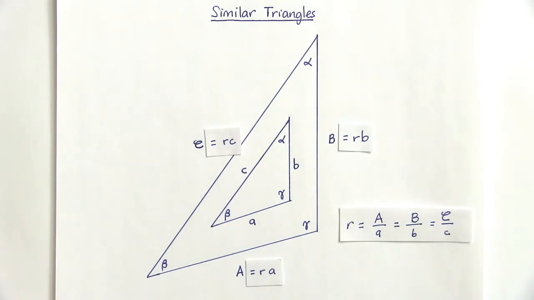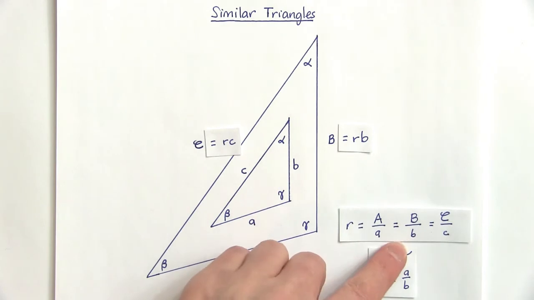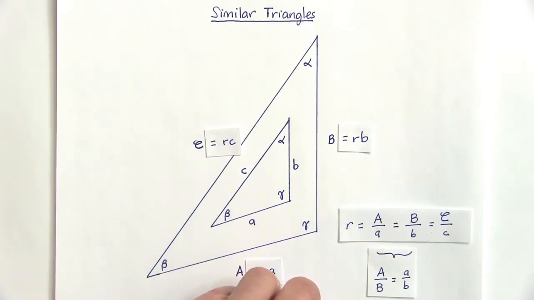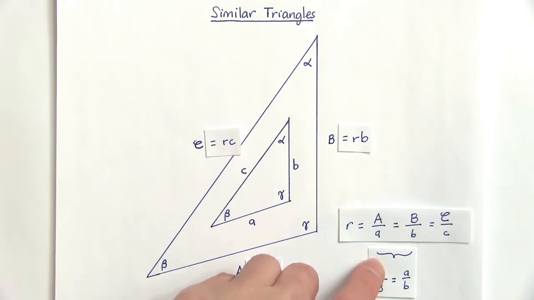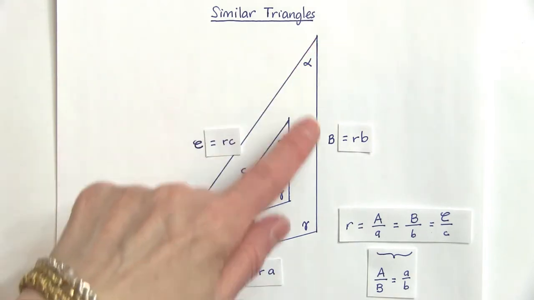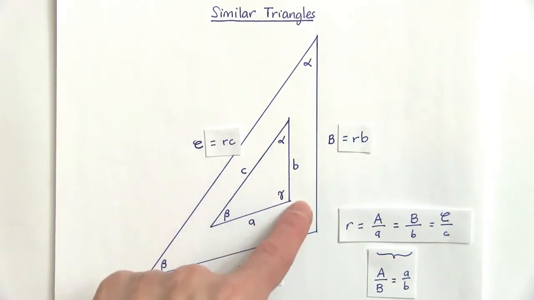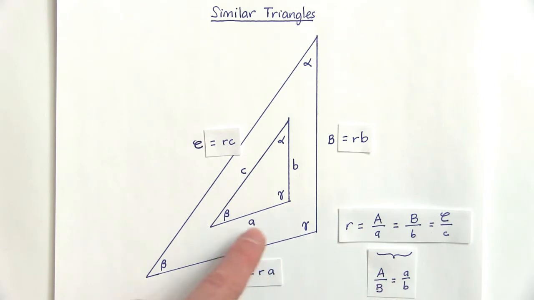And with some thought, we can see that we can also write these equations this way. So this equation here can be rewritten this way. Looking in the big triangle, the side opposite of alpha in the big triangle over the side opposite of beta in the big triangle is the same as the side opposite of alpha in the little triangle over the side opposite of beta in the little triangle. And the same for all the other corresponding sides.